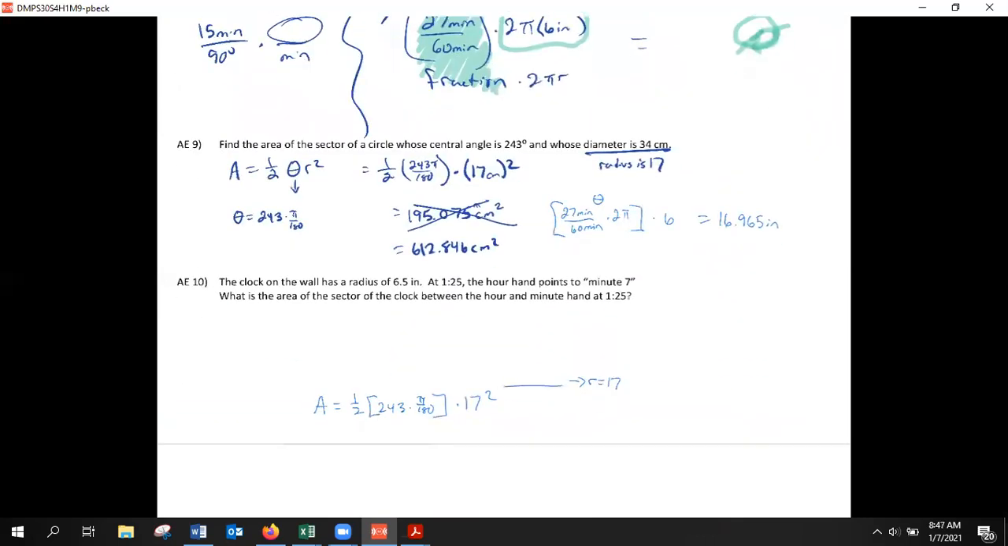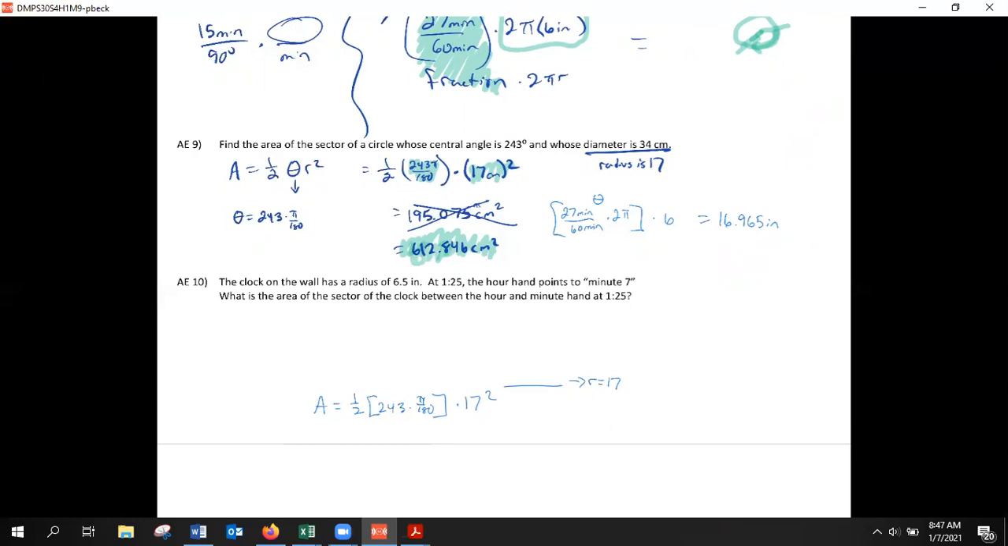So find the area of a sector. Find the area of a sector of a circle where the central angle is 243 degrees. If we take our 243 degrees and multiply by pi over 180, we get our radian measure. And with our radian measure, we have 1/2 theta r squared. That'll be the area of the sector. This one I did with the calculator, just because it ends up being one of our non-common angles. And honestly, there's not too many things that go into that as well.